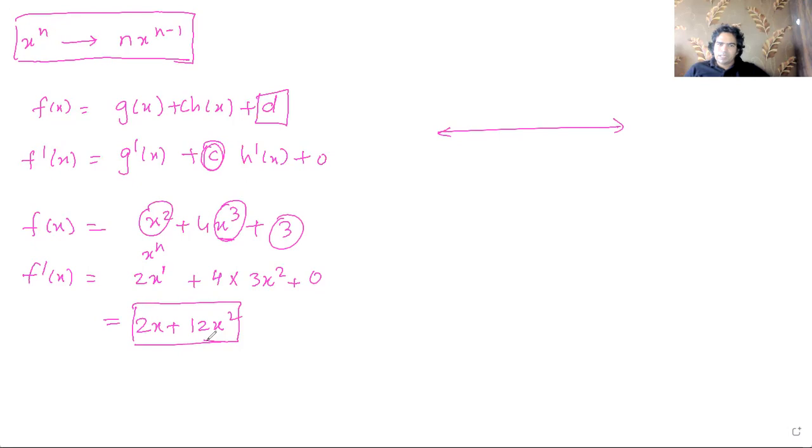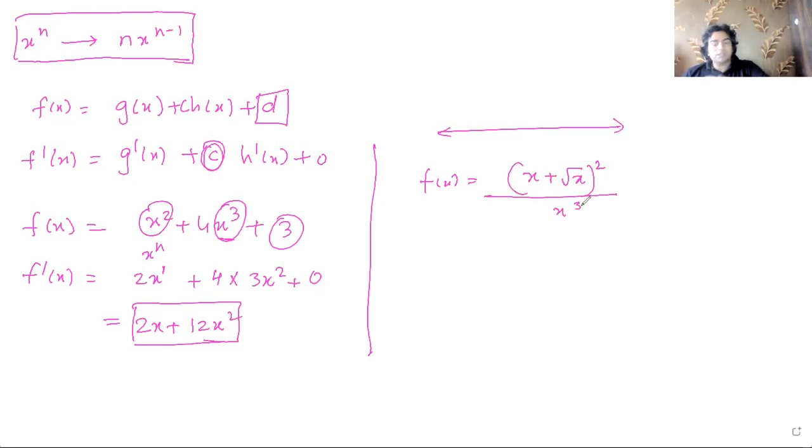Similarly, if we get something with fractional indices, let's say f of x is x plus root x the whole square over x cube, and I want to find the derivative for this. Now, lots of times what happens is the students differentiate the numerator separately, differentiate the denominator separately, and just divide them. That's not how it works. We have some rules and regulations for it.